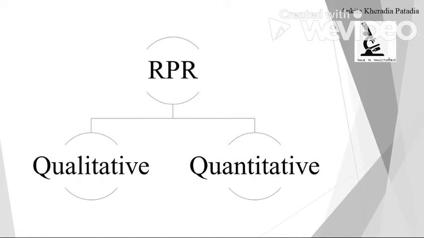Now, RPR can be performed in two manners: qualitative and quantitative. If the qualitative analysis is positive, then we have to go for the quantitative analysis. In quantitative analysis, we perform serial dilution of the serum using normal saline, and we measure the titer. The maximum dilution showing a positive result is called the titer.